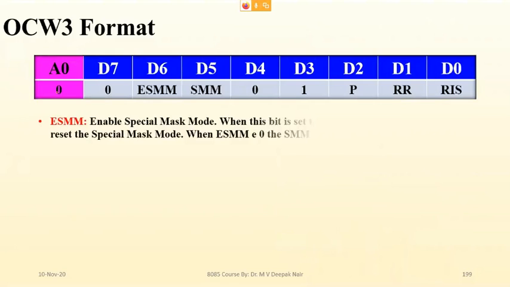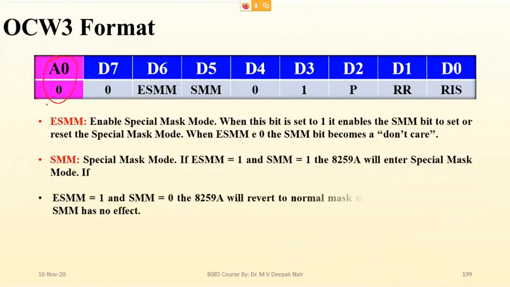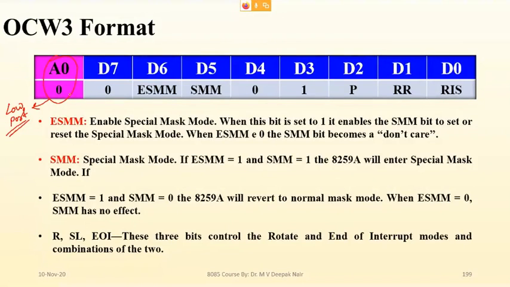Now coming to OCW3, which is the last. In OCW3, the first thing you have to know is that it is again a low port control word. So if you want to pass this control word, you have to pass it into the lower port of the 8259.